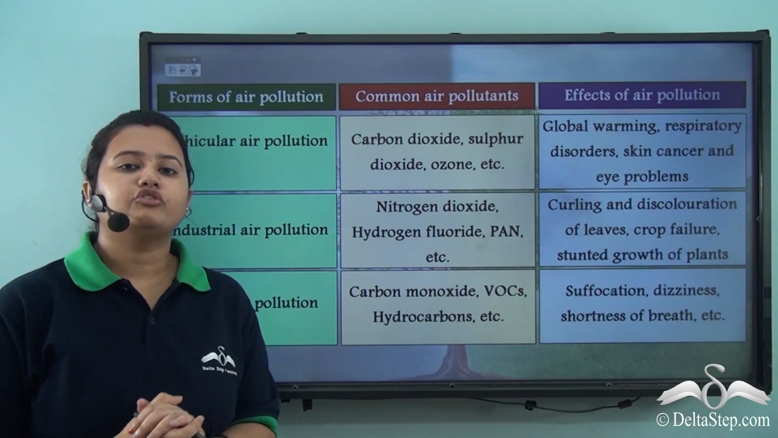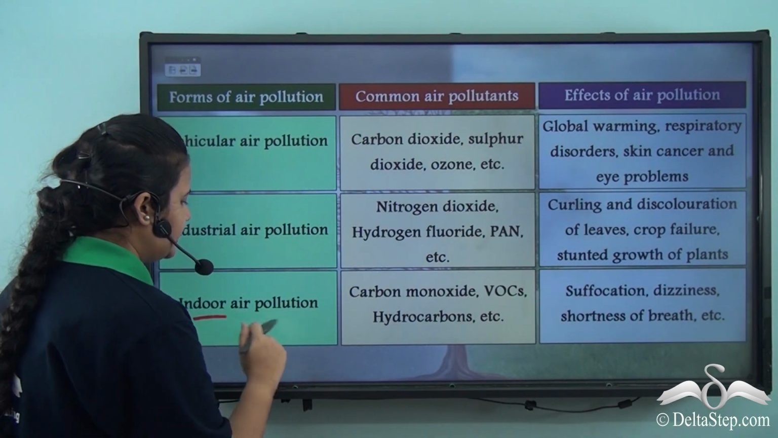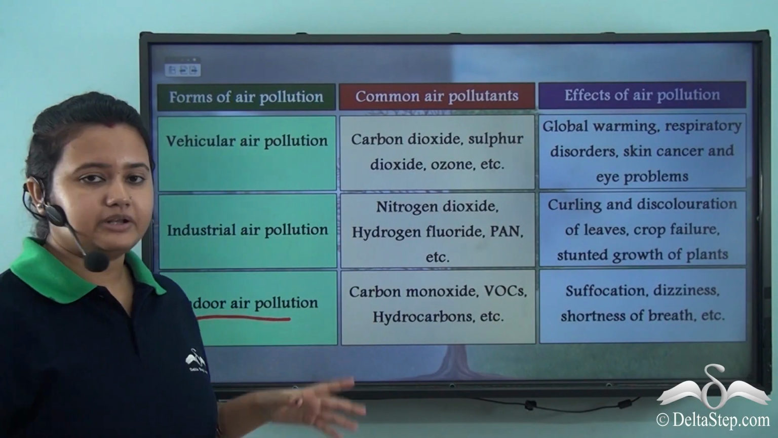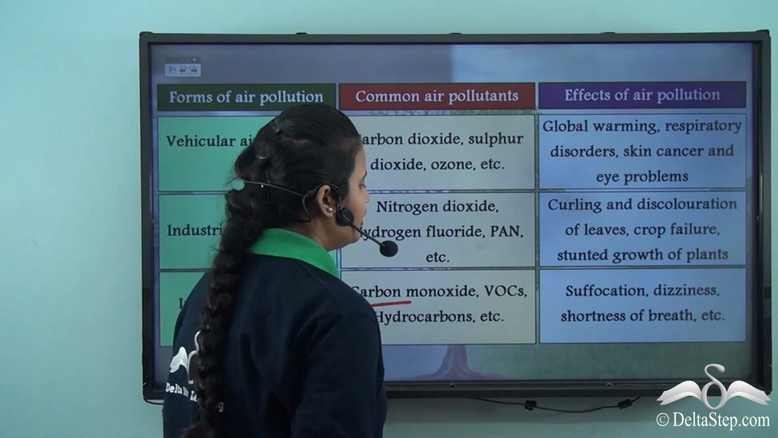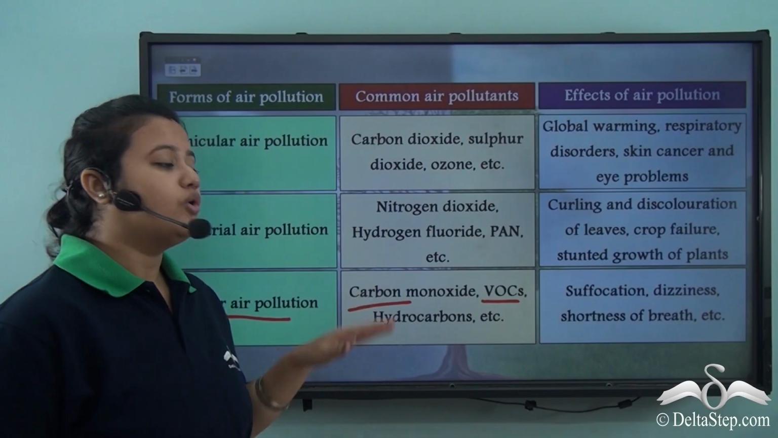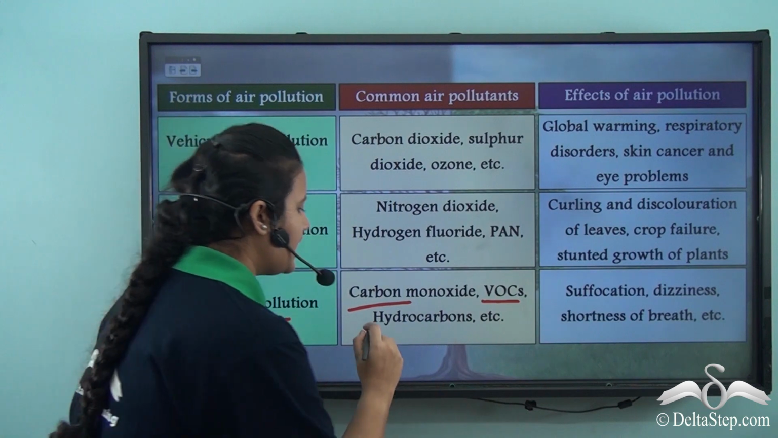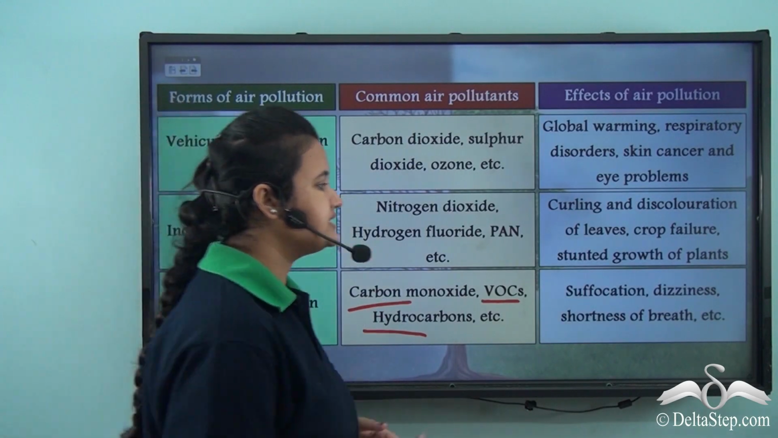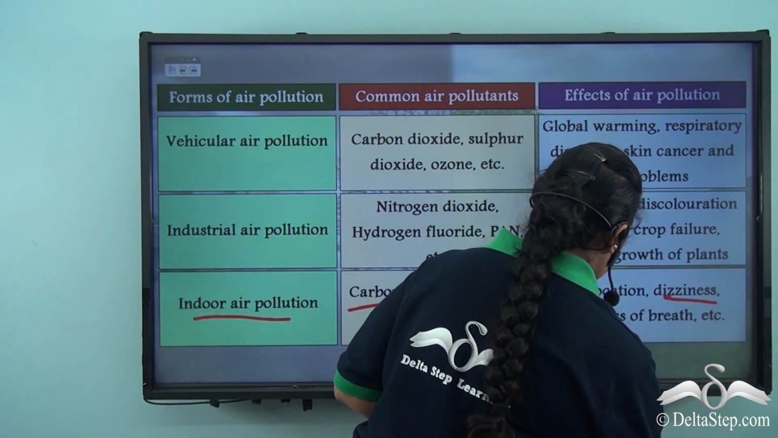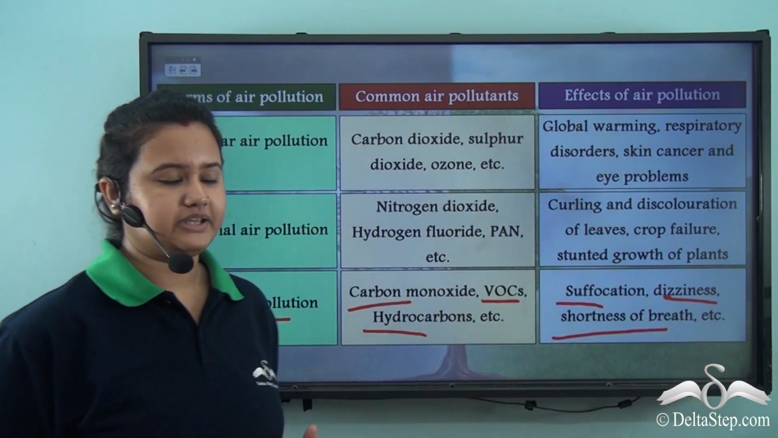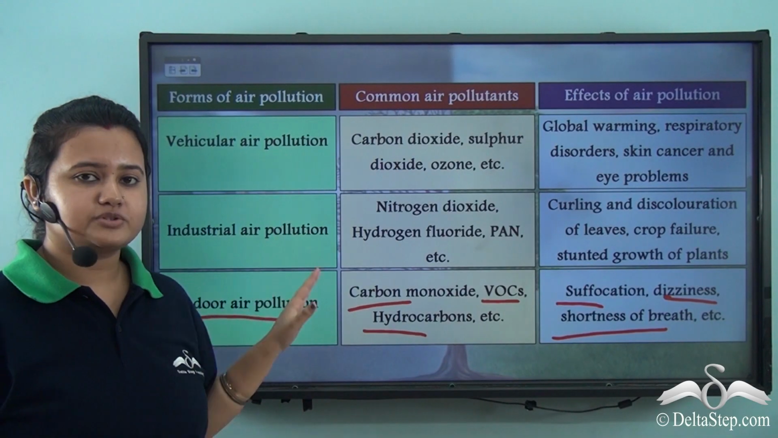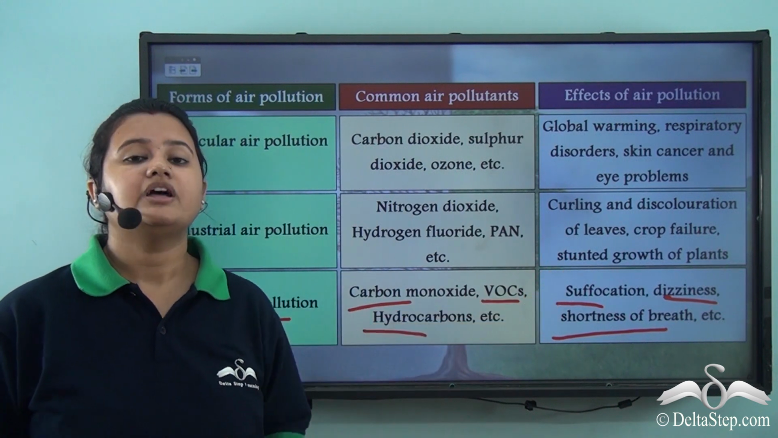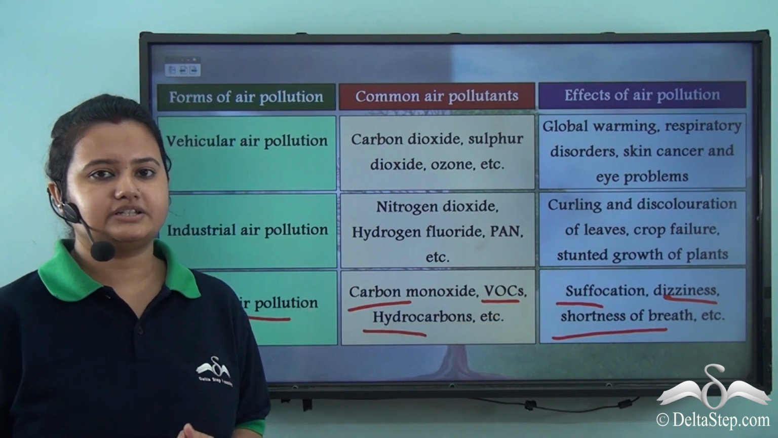The last form of air pollution is indoor air pollution. The major pollutants released during indoor air pollution are carbon monoxide, VOCs or volatile organic compounds, hydrocarbons, etc. Now, these pollutants cause suffocation, dizziness, and shortness of breath in human beings. So, these are the various forms of air pollution, common air pollutants and their corresponding effects. Now, you can pause the video and have a look at this chart.